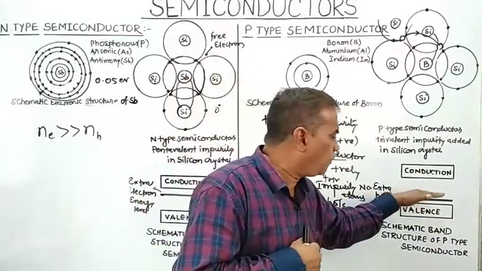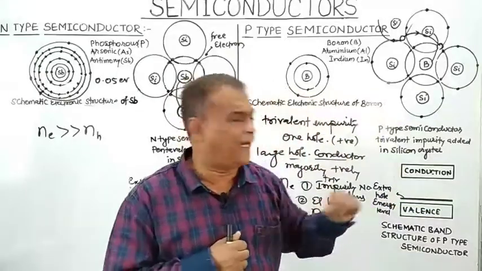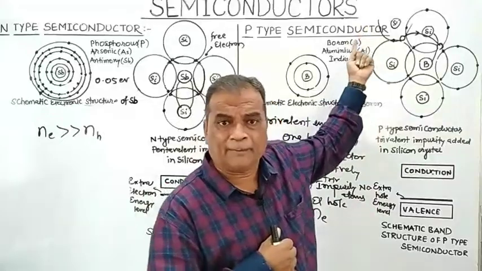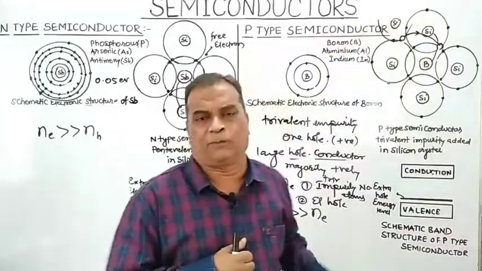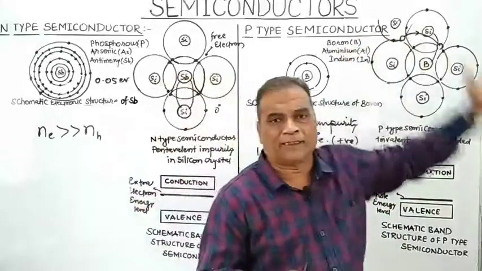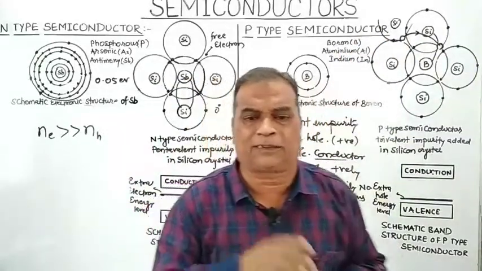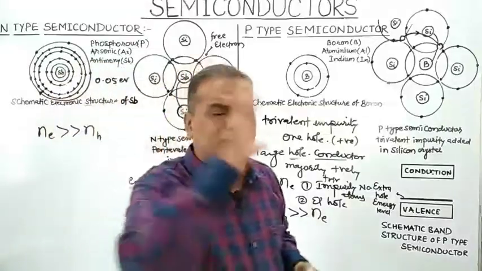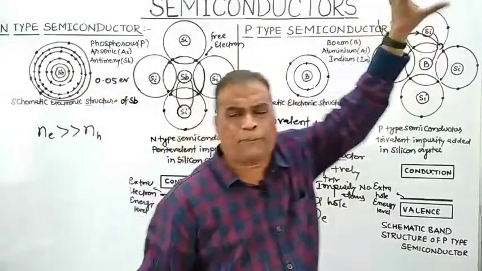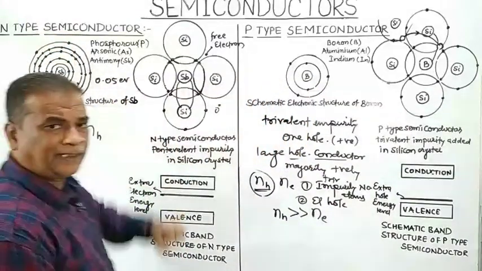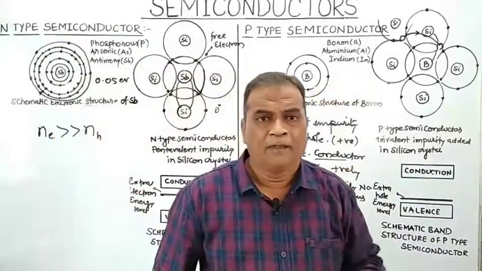Because the energy level of the hole is near the valence band, the valence electron from the neighboring atom can jump and acquire the position of the hole, and holes can be made available for conduction of electricity. Now as far as features of p-type semiconductors are concerned, just like we discussed the features of n-type semiconductor, what can you say?